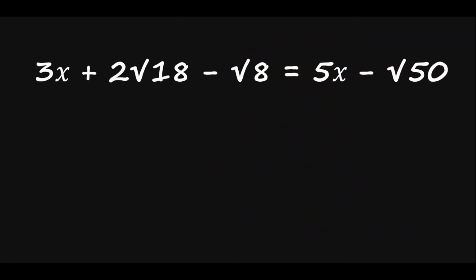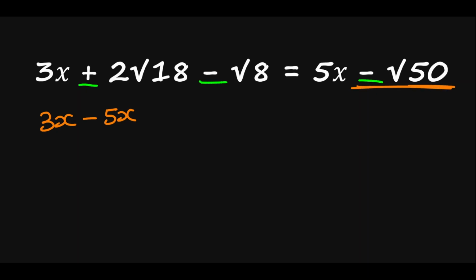Now look at this example. All the operators are siblings, so we are free to collect like terms. So let us pull all the x to the left hand side, all the terms that have x to the left hand side. So this gives us 3x minus 5x. That's all. So we move all the other terms to the right hand side.